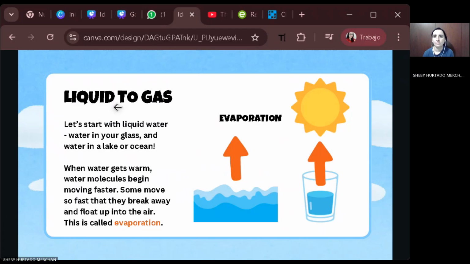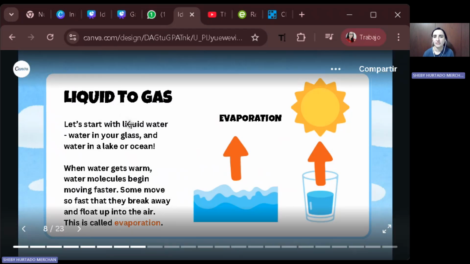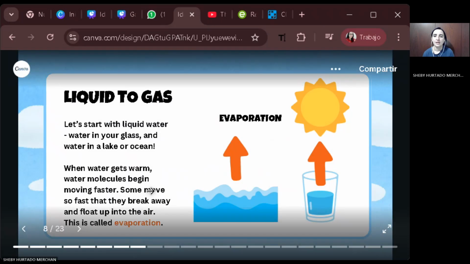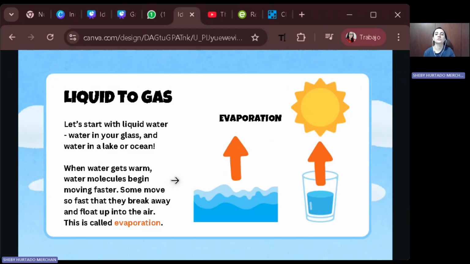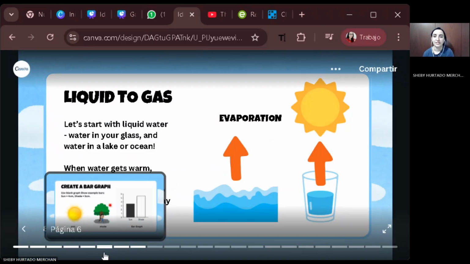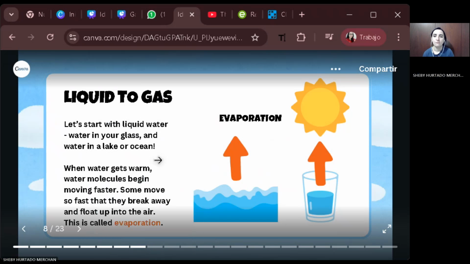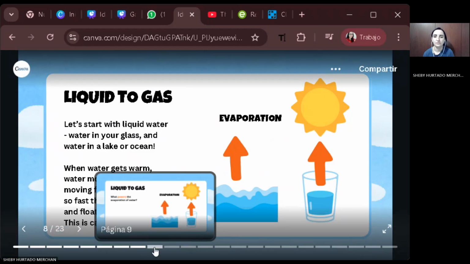Let's start with the stages of the water cycle. Water is in your glass, and in lakes or oceans. Evaporation is when water gets warm, and water molecules begin moving faster. They move so fast that they break away and float up into the air. This is called evaporation. The heat, the warmth, makes the molecules go up to the atmosphere.